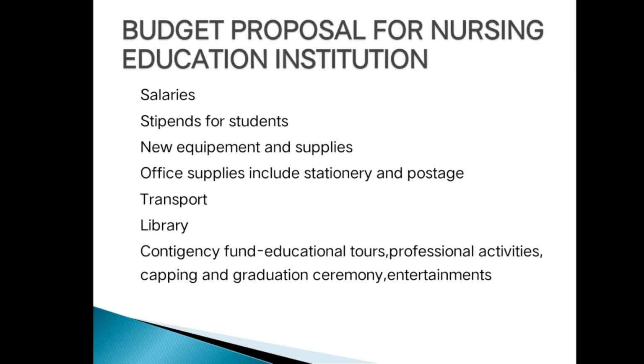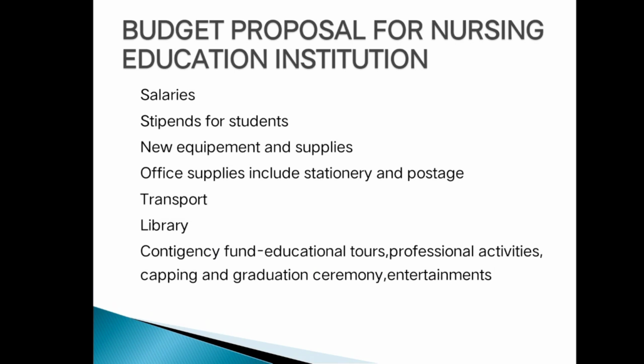Next is the budget proposal for a nursing educational institution. In an educational institution, what we are focusing on first is salaries. So salaries of the faculty, salaries for the head of department, salaries for the principal, vice principal, and salaries for the clerical persons, accounts persons, library persons, like that. Next is stipends for the students. If a particular college has decided to give a stipend for the students, they will allocate the budget for the stipends.